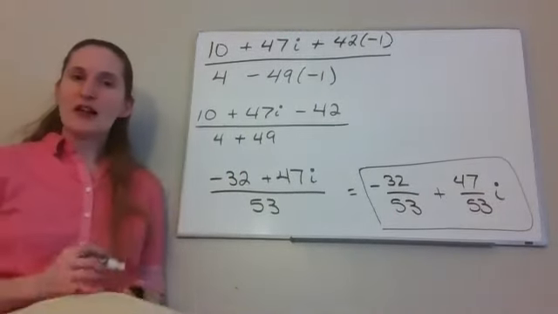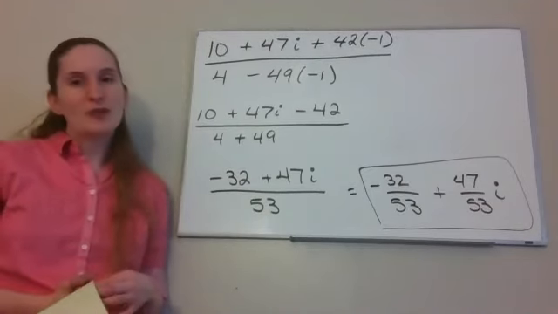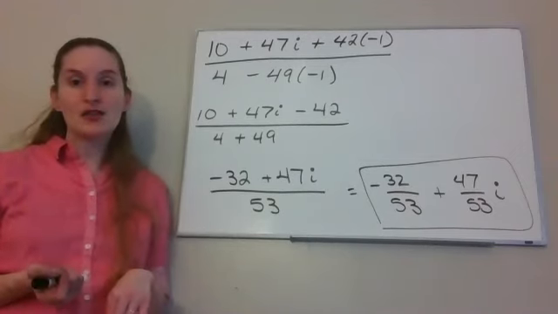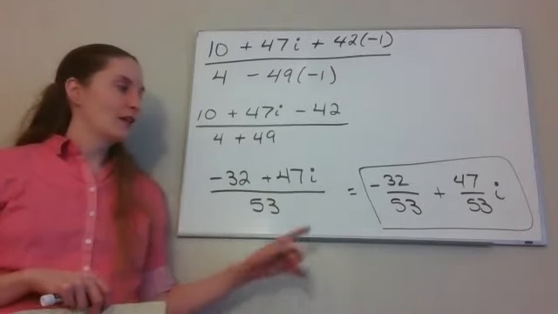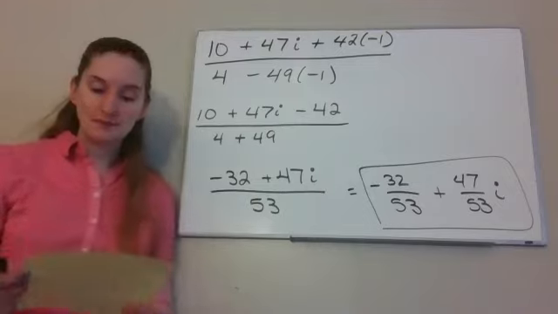So that's how you divide complex numbers. It doesn't even really feel like division. You multiply by the conjugate of the denominator on both the top and the bottom of the fraction. And that should get rid of all of the i's in the denominator so that you can split the result into the a plus bi form.